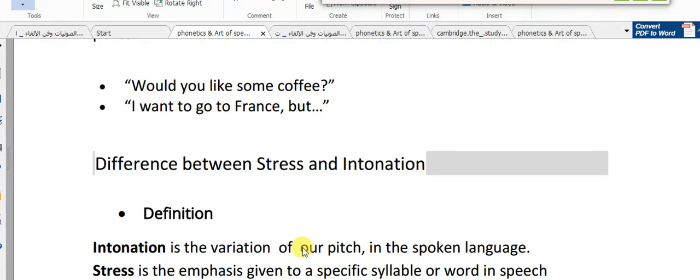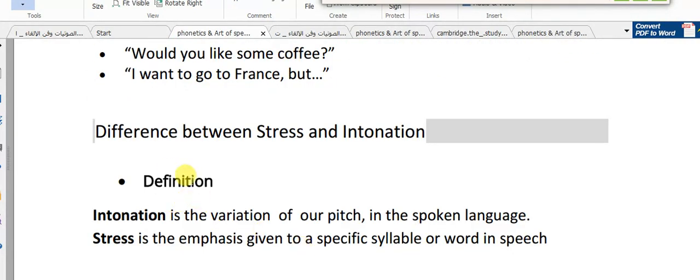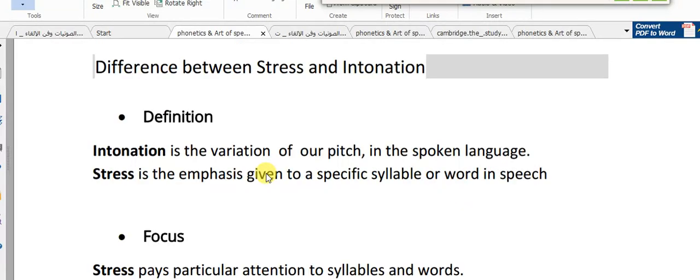طبعا هنا سؤال جميل جدا: what is the difference between stress and intonation? طبعا in terms of definition, intonation is a variation of pitch in the spoken language. Like the stress is the emphasis given to specific syllable or word in speech.